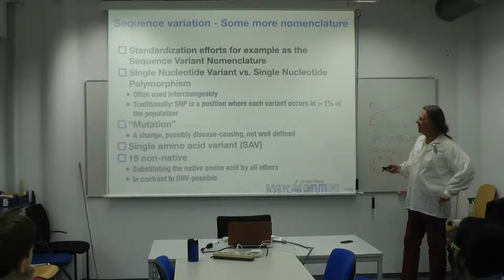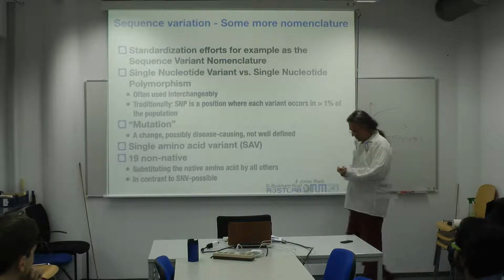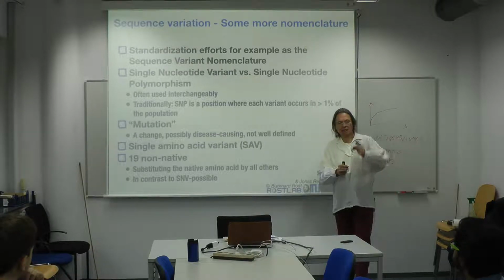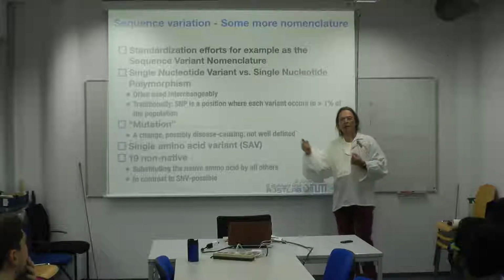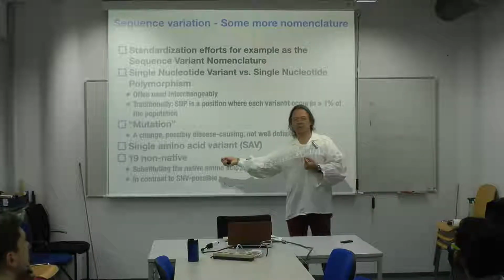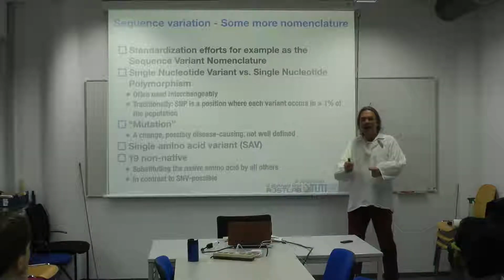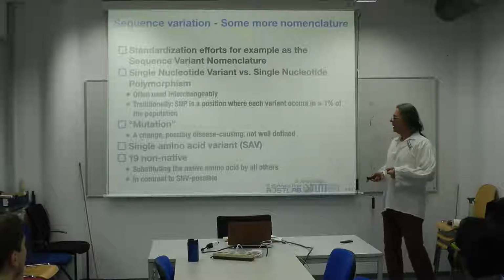Now, here are a few more words. The most important one, which I'm going to use mostly, is a single amino acid variant. I will briefly talk about something that I call 19 non-native. When you mutate a particular amino acid, the native is one, and then you have 19 alternatives to the native amino acid. That's what I mean by 19 non-native: essentially try everything at that particular position that is not native, that is not in nature.